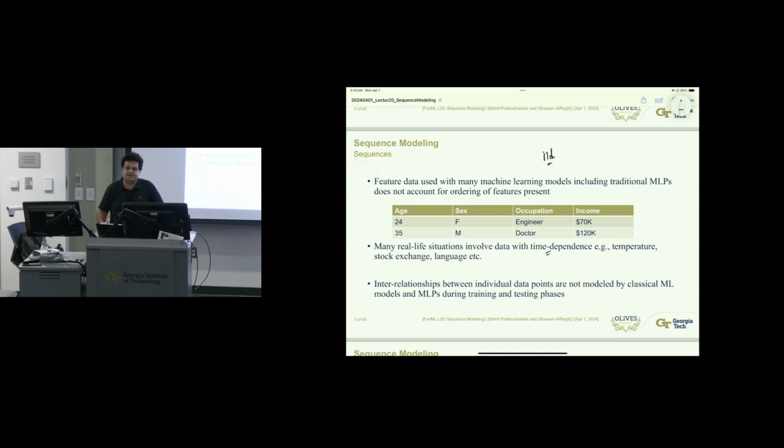in terms of speech signals that is very important for this kind of sequence modeling. In other things as well, like temperature, stock exchange, language, which is speech, this kind of time dependence is very important with respect to what our features are going to be. So interrelationships between data points are not modeled by all the classical ML algorithms that we have talked about until this point.